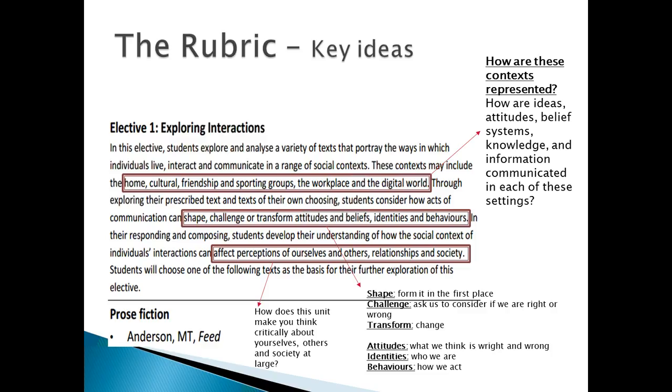Lastly, we want to look at how individuals' interactions can affect perceptions of ourselves and others, relationships and societies. So ultimately, this topic is all about getting you to think critically about yourselves, others and society at large.